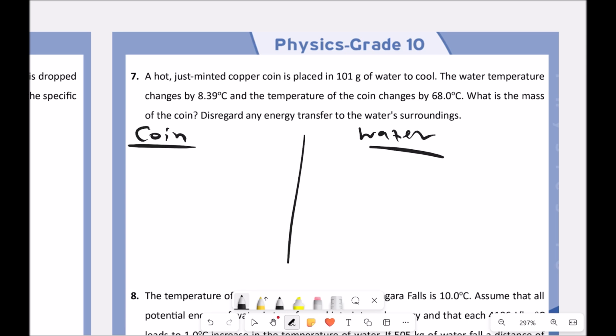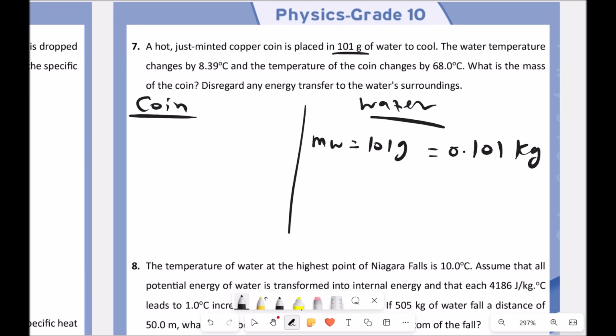Okay, what's the mass of the water? It's 101 gram divided by 1000 or multiplied by 10 to the power minus 3. You're going to get 0.101 kilogram. Okay, what is the change in the temperature of the water? Delta T. Again, you don't have initial, you don't have final, you just have the change in the temperature, so it's going to be 8.39 Celsius. Okay, and the temperature change of the coin is equal to 68. So delta T for the coin is equal to 68.